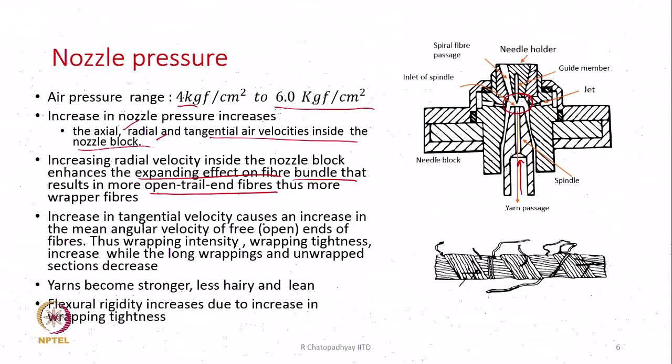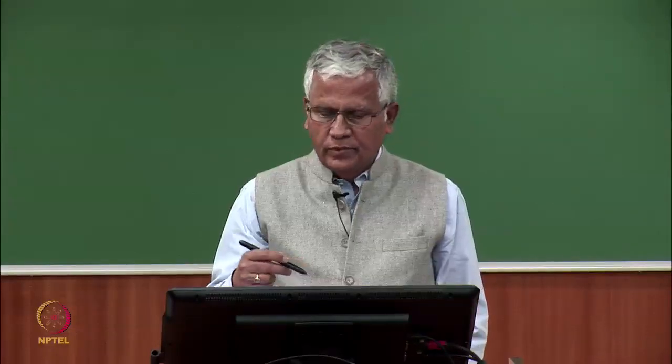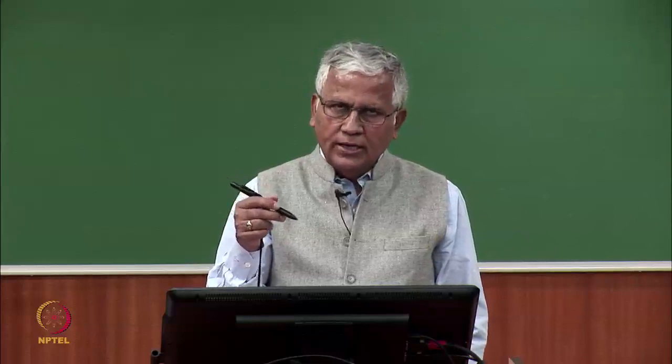Increase in tangential velocity causes an increase in the mean angular velocity of the free ends of the fibers. See, the trailing fiber ends will hang and will actually roll over the spindle top, and that is what is called swirling action, which we have discussed in the previous class. So, that swirling speed is going to increase if we go for higher nozzle pressures.